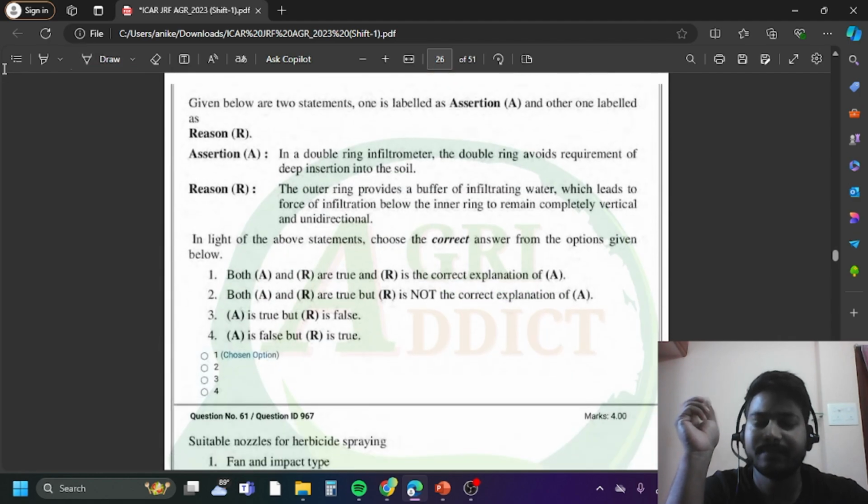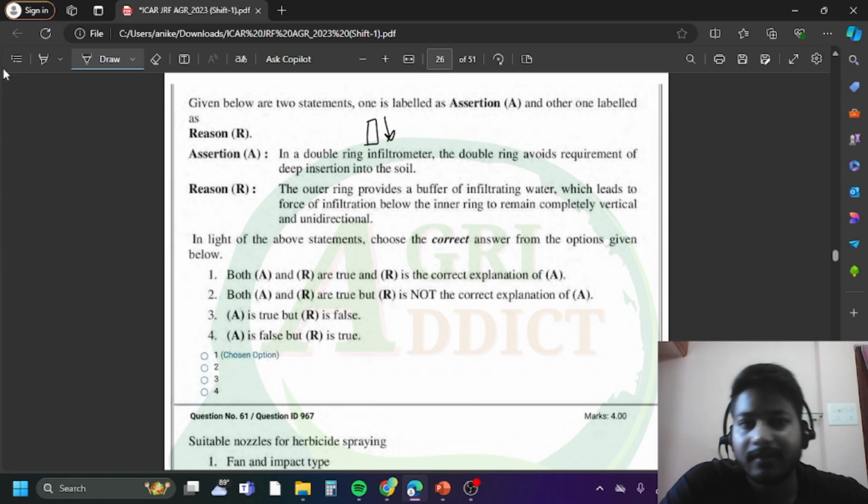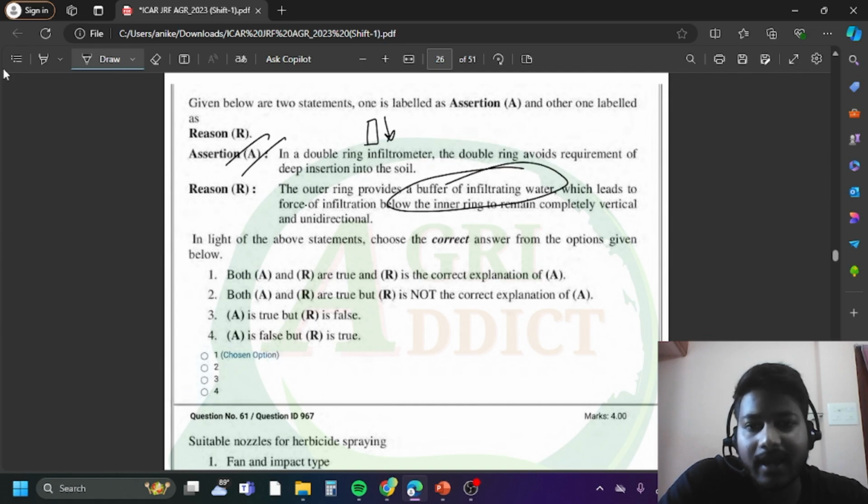Question number 60. In a double ring infiltrometer method, the double ring avoids requirement of deep insertion into the soil. In case of single ring infiltrometer, we need to deeply insert it, and in case of double ring, we do not need to deeply insert the second ring. It is correct. Reason: the outer ring provides a buffer for infiltrating water. Yes, it is correct. So both A and R are true, and R is also the correct explanation of A.